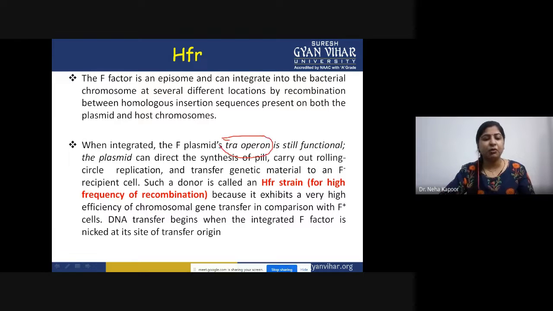Because of this tra operon, they are able to direct the synthesis of pili, carry out the rolling circle mechanism, and transfer the genetic material to an F negative recipient cell. Such a type of donor cell is known as an HFR strain, that is high frequency of recombination, because it exhibits a very high efficiency of chromosomal gene transfer in comparison with F positive cells. However, the DNA transfer will always start when an integrated F vector is nicked with an endonuclease enzyme. Only then can the transfer be started.